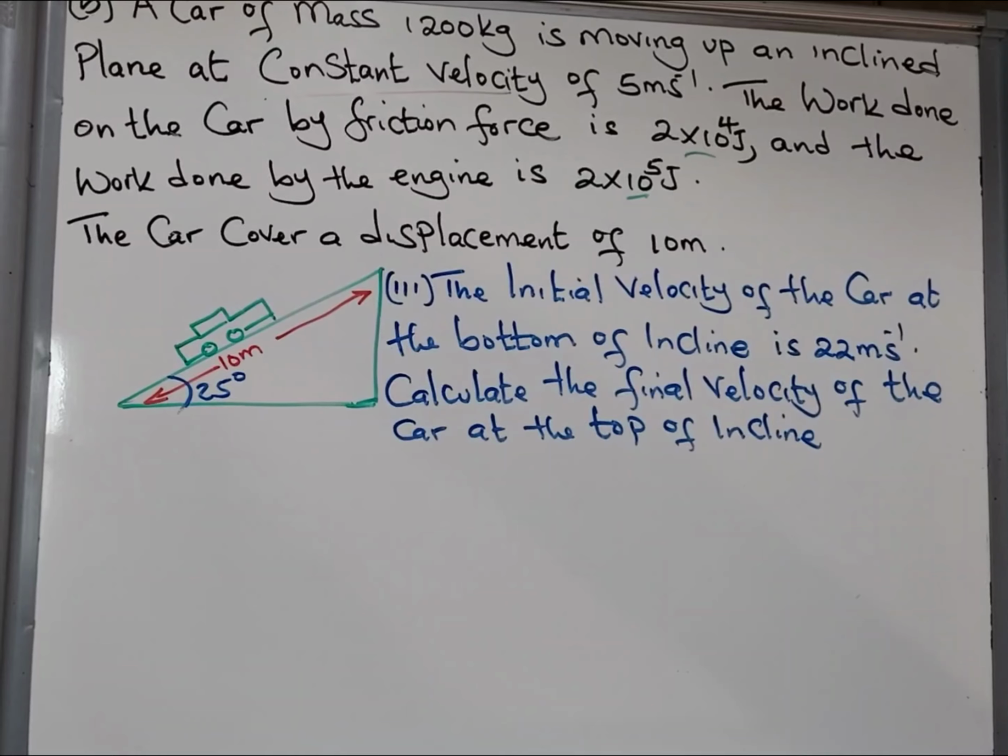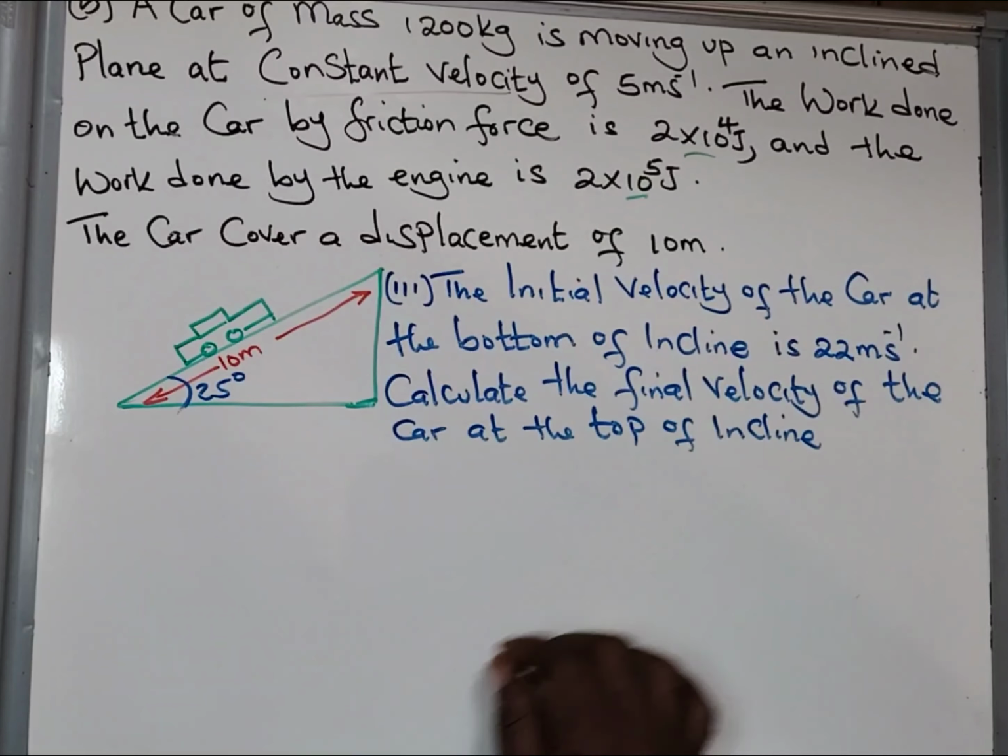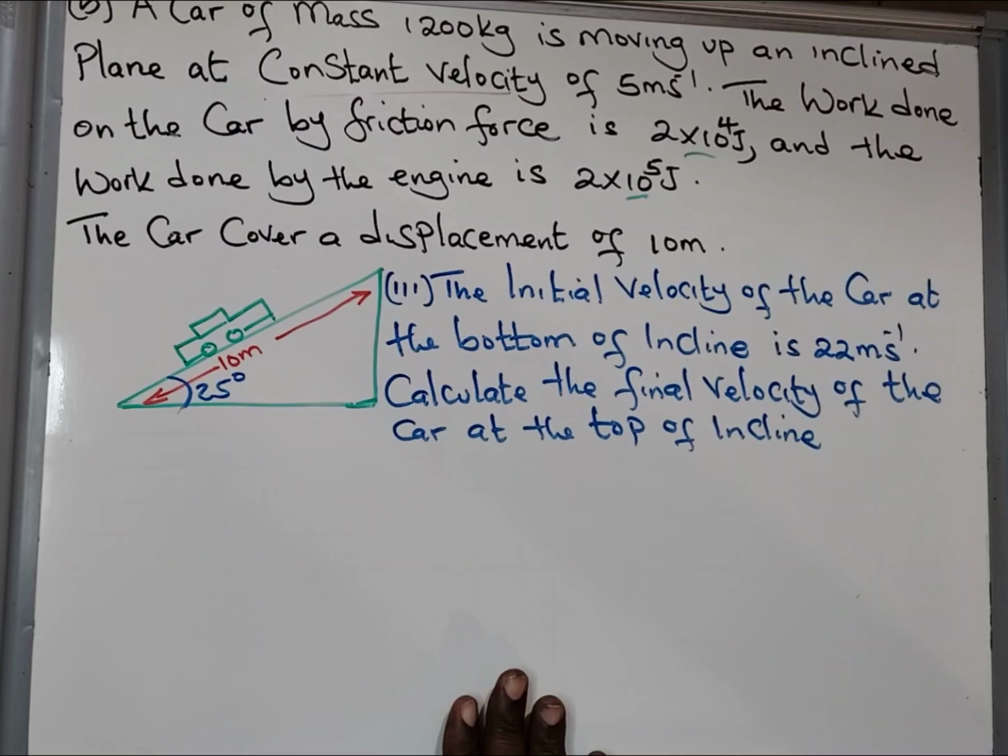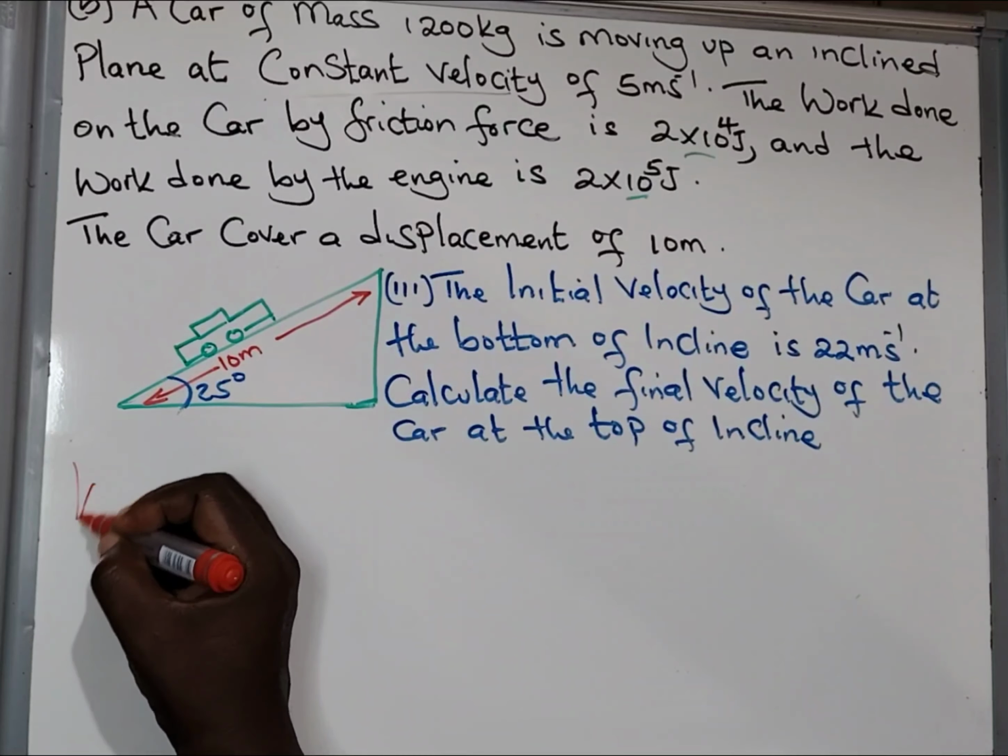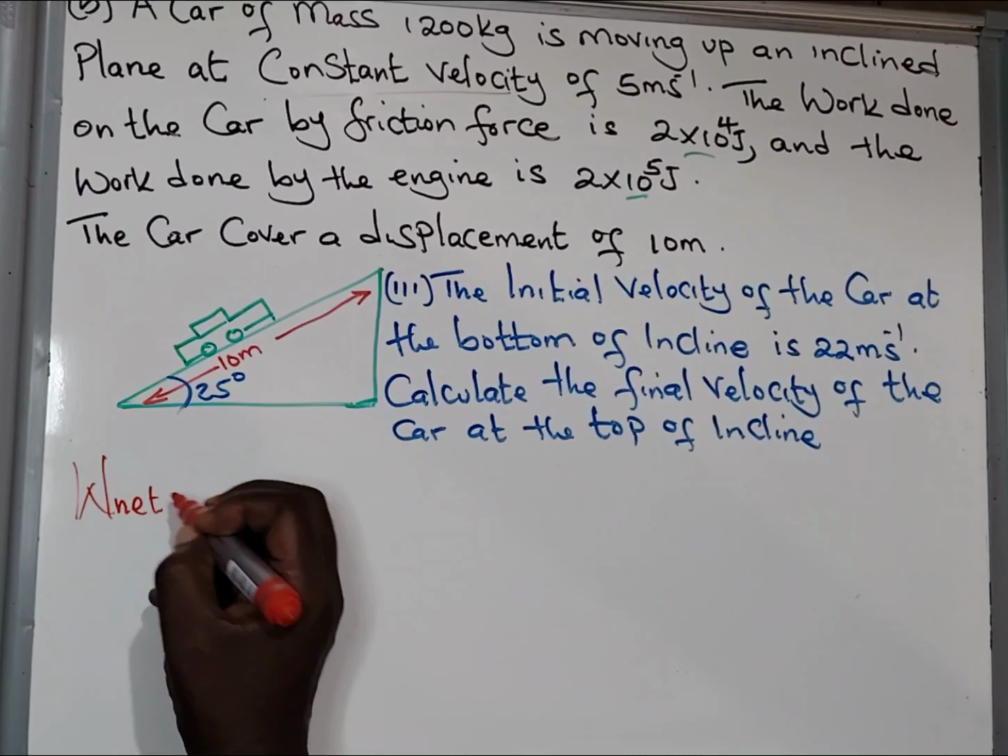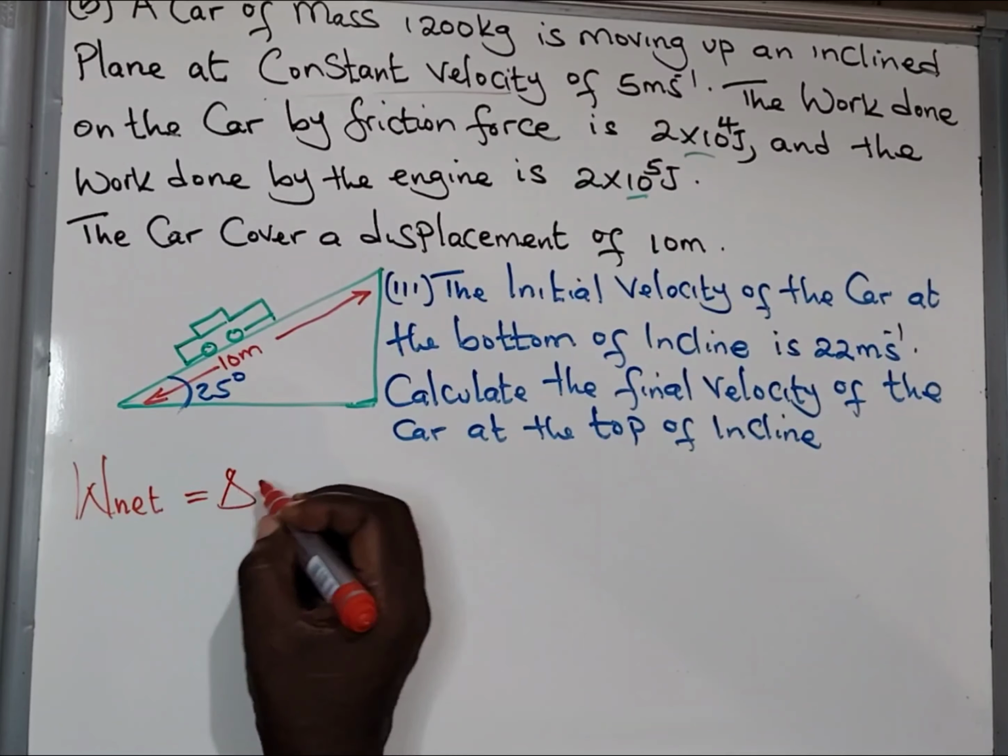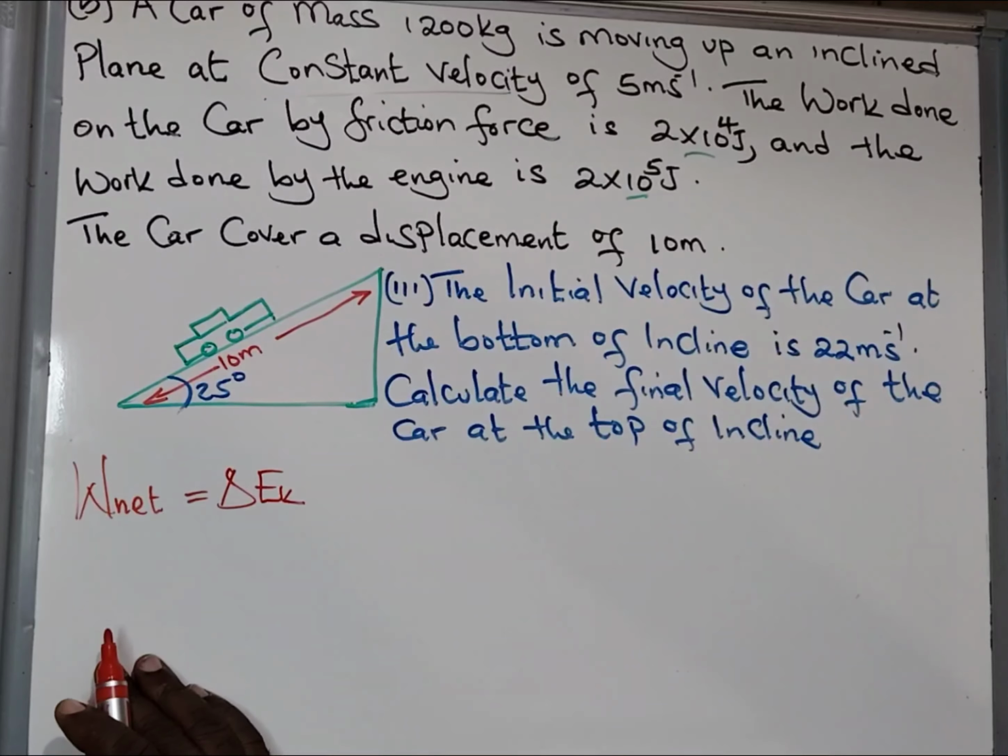So comes this question. It says that the initial velocity of the car at the bottom of the incline is 22 meters per second. Calculate the final velocity of the car at the top of the incline. How do we go about that? Here we apply the work energy theorem, which is this.